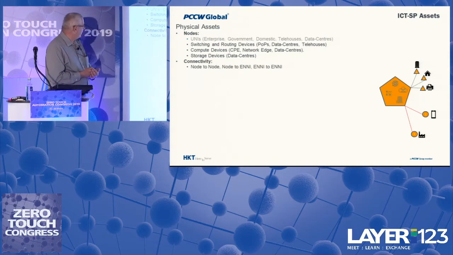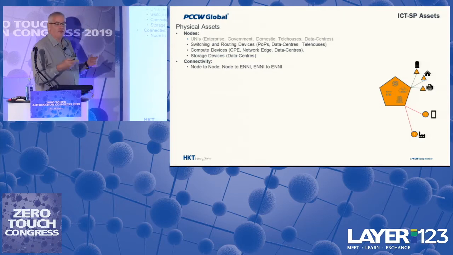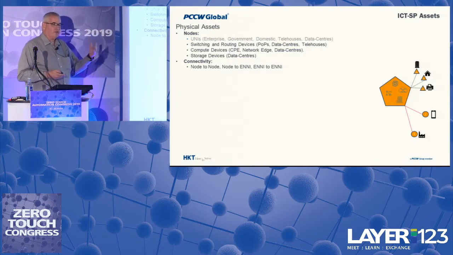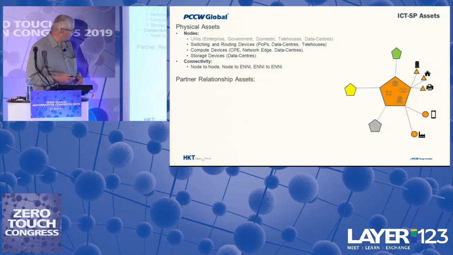Then we have the connectivity assets, which basically means the connections between all those elements, things that connect them together. They could be node to node, node to ENNI, ENNI to ENNI. ENNI stands for external network to network interface.